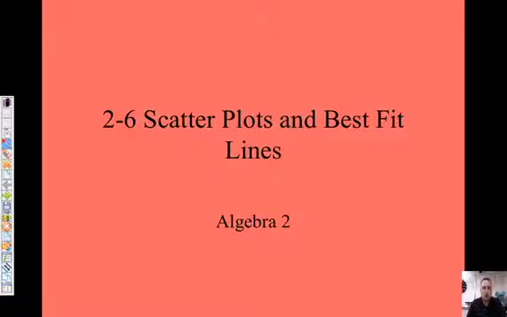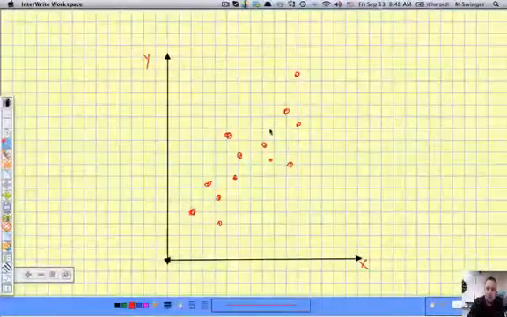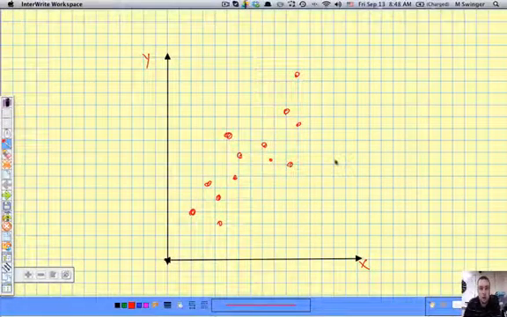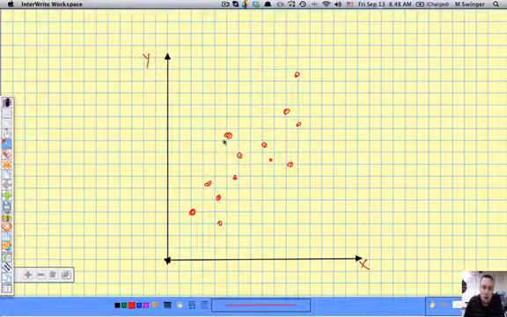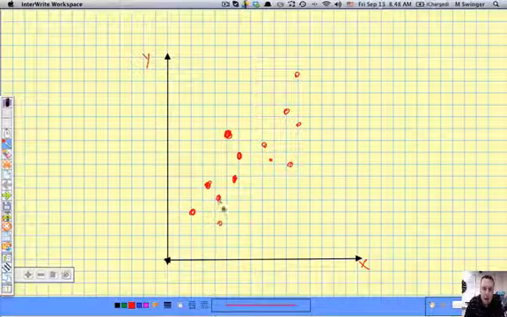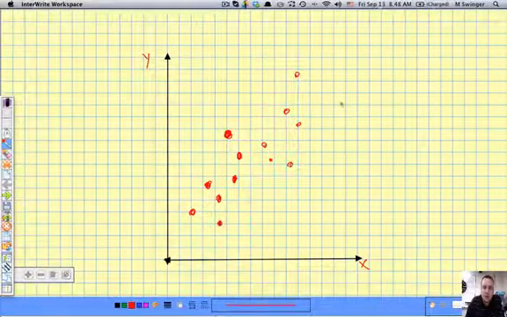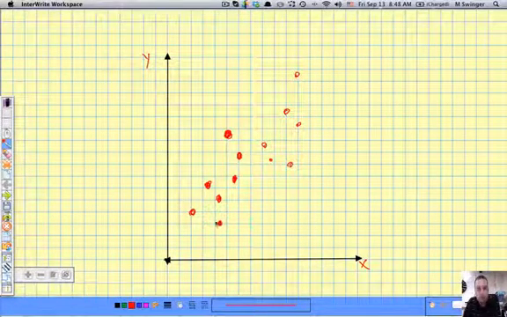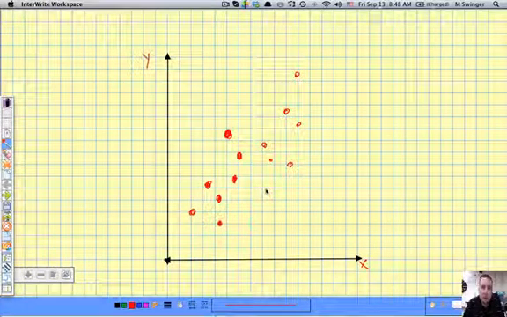Alright, here we are again, Chapter 2, Section 6. We're going to be looking at scatter plots and best fit lines. So let's look at what we call a scatter plot. You guys probably know what this is already. A scatter plot is something that looks like this. So what is a scatter plot? A bunch of basically coordinates or ordered pairs on a graph. Okay, so this would be considered a scatter plot. All the points are scattered. Maybe that's why they call it scatter plot.